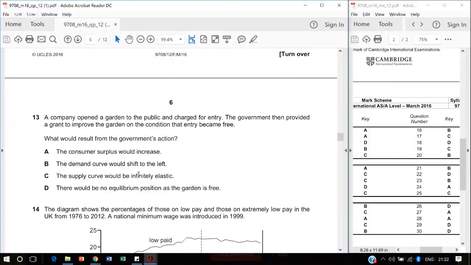13. A company opened a garden to the public and charged for entry. The government then provided a grant to improve the garden on condition that entry became free. What would result from the government's action? The consumer surplus would increase. The demand curve would shift to the left. Supply curve would be infinitely elastic. There'd be no equilibrium position as the garden is free.